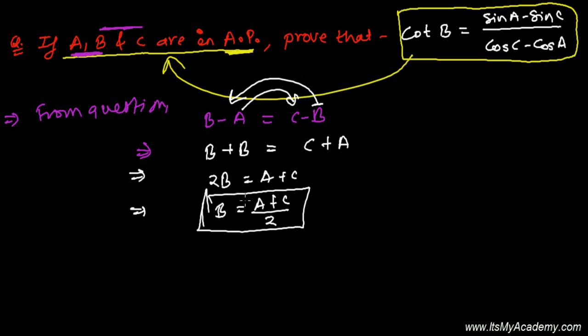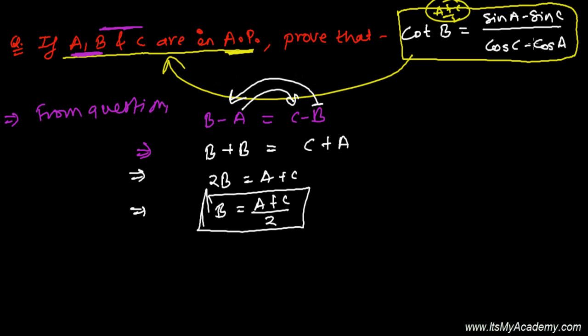I just wanted to say that. Now, what is the next step? Can we solve the left hand side by putting B as A plus C divided by 2? Then it will be cot of A plus C by 2. Can you do anything further? No, it's very difficult to proceed.